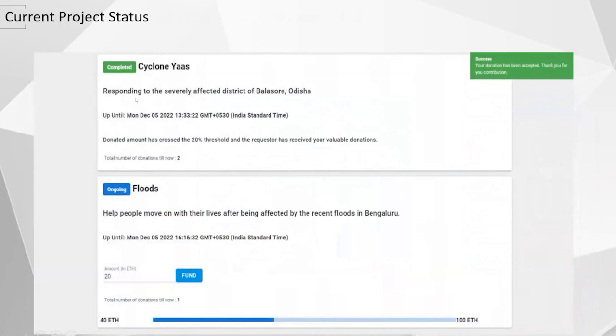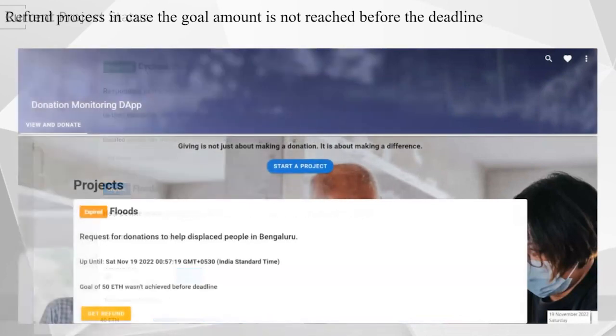Here there's an ongoing request. People can donate until the goal amount is reached. Here the goal amount is 100 ETH, and as of right now only 40 ETH has been donated. After 100 ETH is reached, the donations will be stopped, and there won't be any more donations accepted. And then this is an expired project. If the donation amount is not reached within the set amount of time, the project will expire, and people won't be able to make any donations toward the project.